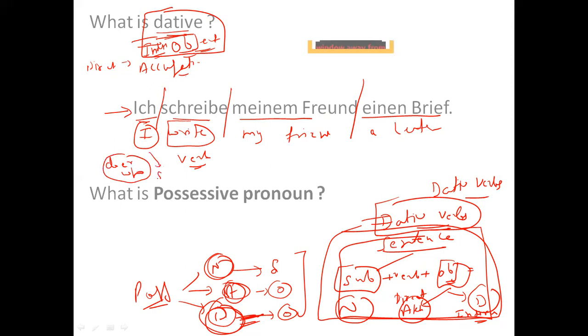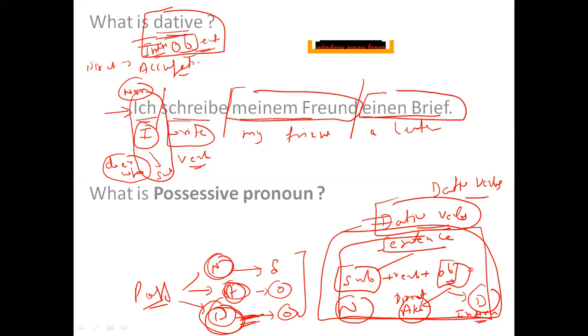So I is the subject, ich is nominative, right? This is the verb, and this is an object, and this is also an object, right? So this my friend is an indirect object, hence dative. This is a dative object, and this is an accusative object. This we have done in detail when we were doing dative verbs, right? So this was just a quick recap of that.